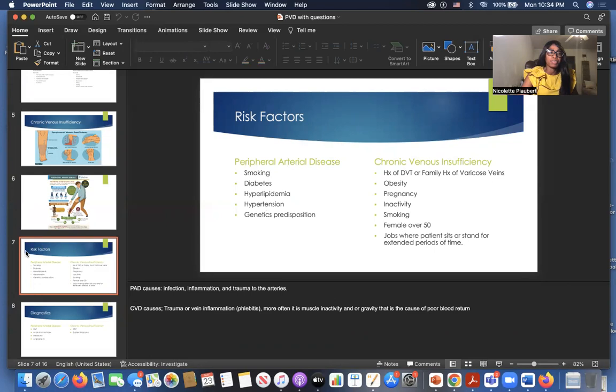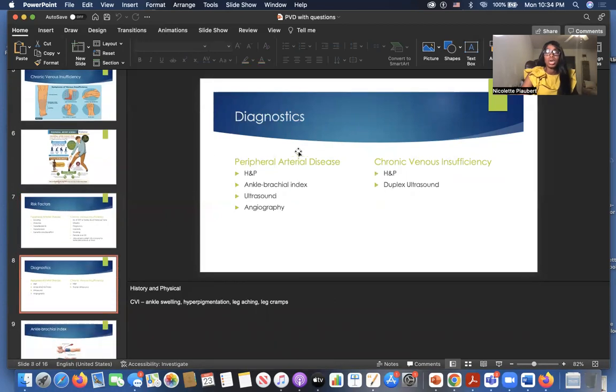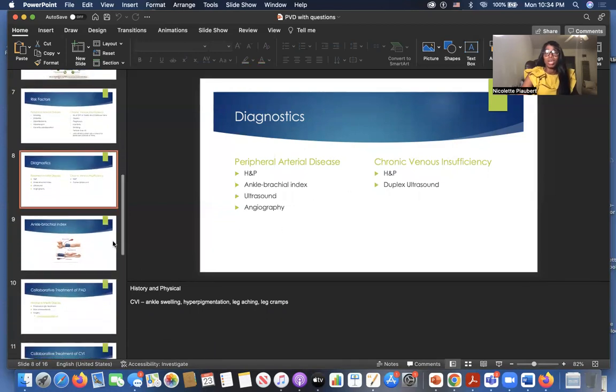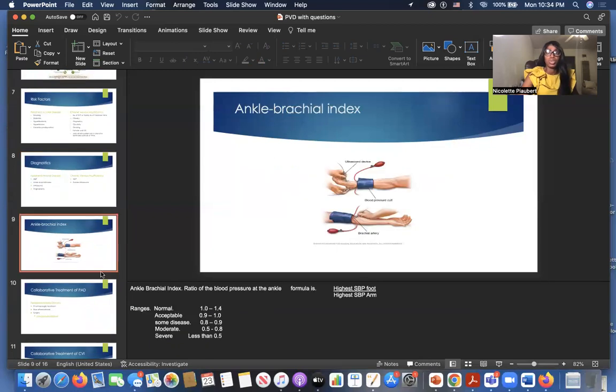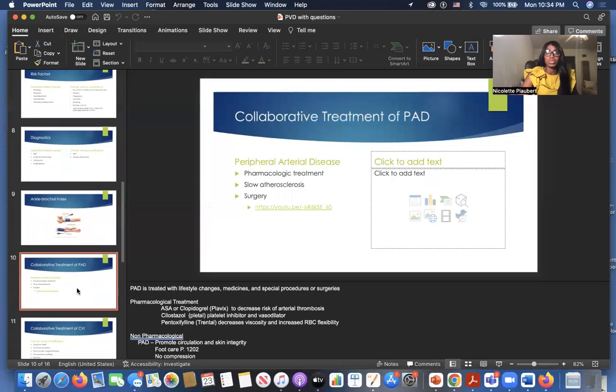Diagnostics, you can go ahead and read through them, just being aware that these are the kinds of diagnostics used to identify if there's a problem with the blood vessels of the leg, if we don't hear pulses, or if the person's not getting enough blood flow to the toes and not having sensation. These are the things they're going to do to identify if they have an arterial issue or a venous issue. Here's the ankle brachial index.